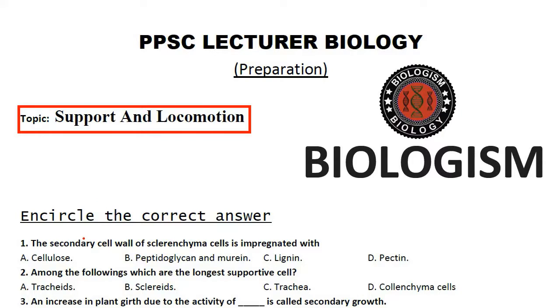So our first question is the secondary wall. The secondary cell wall of sclerenchyma cell is impregnated with: option A cellulose, B peptidoglycan and mucin, option C lignin and D pectin. So always remember that the secondary cell wall of sclerenchyma cell is impregnated with lignin, and the primary cell wall is impregnated with pectin. So to differentiate between secondary and primary: primary contains pectin and secondary has lignin impregnated within it.